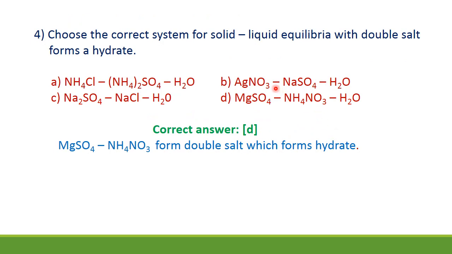Question 4. Choose the correct system for solid-liquid equilibria with a double salt forming a hydrate. Now when you see this, you know which forms a double salt: magnesium sulfate, ammonium nitrate, water. So the correct answer is D. Magnesium sulfate and ammonium nitrate form a double salt which forms a hydrate. That is the correct answer for this question. The correct answer is D.